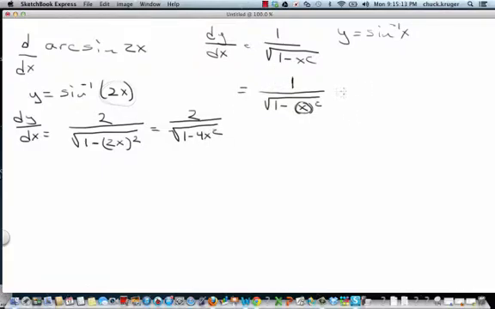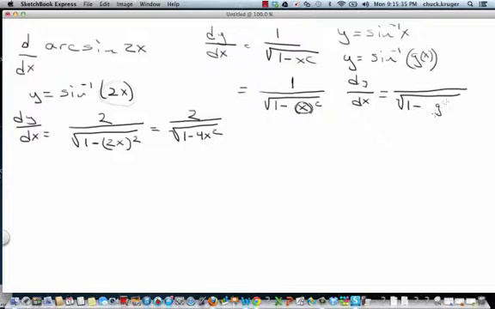The idea is that if I have y equals the sine inverse of a function g of x, then dy/dx is going to be the square root of 1 minus g of x squared, and on top is going to be the derivative of g of x. That's the shortcut. If you don't like that, you can do it this way.